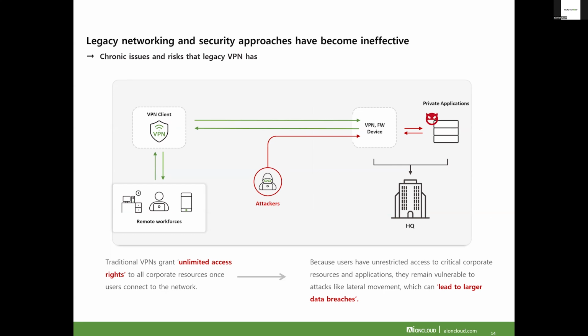Here we see a depiction of a remote workforce using a VPN client to access a private application at a headquarters. We can also see here how a hacker is able to gain access to the same application by compromising the edge device, which here is a firewall.